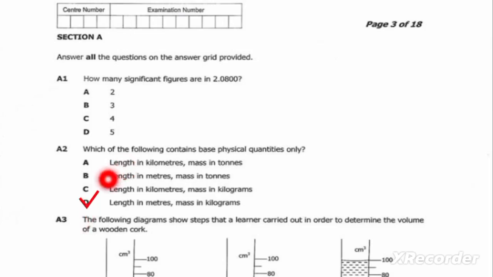What is wrong with B? Length in meters, mass in tons. Okay, the length part is okay. Length is measured in meters, but mass is not measured in tons.